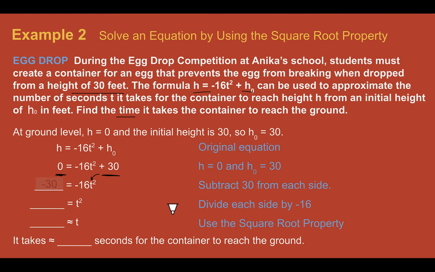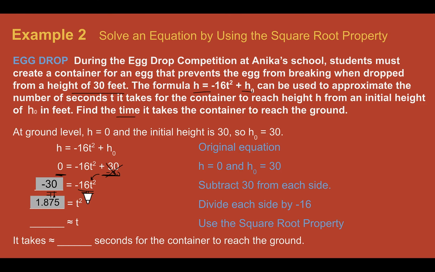So the first thing I would need to do is subtract that 30 from both sides. That way it's gone. So I have negative 16t squared equals negative 30. Then I would divide both sides by negative 16. And I'd end up with t squared by itself, which is what we need to use the square root property. So negative 30 divided by negative 16 is 1.875. And it becomes positive because it's a negative divided by a negative. And that's important because we have to be able to take the square root of a positive number.